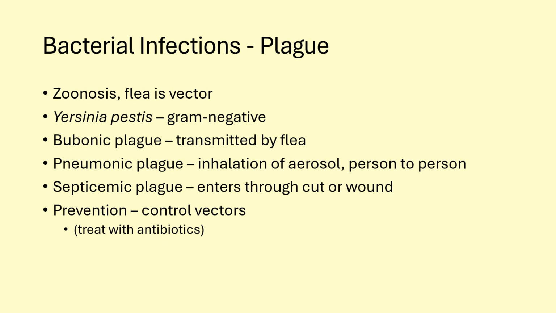How do you prevent this? Well, control the vectors. If you can control the flea population, then it can never transfer from the rodent population over. What happens if you do get sick with this? You can treat it with antibiotics. Now, some people think, oh, the plague no longer exists. Yes, it does. It does exist every year in the desert southwest of the United States, for one place.